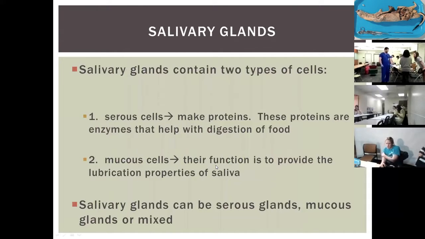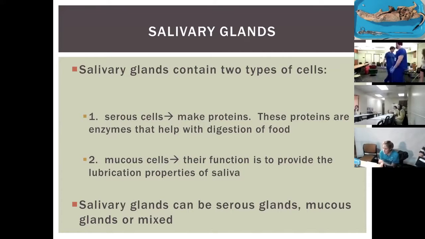So now we're going to move into the salivary glands. Salivary glands obviously create saliva, and they contain two different types of cells. They have serous cells. Those cells make proteins. These proteins are actually enzymes. Enzymes are proteins that speed up the process of whatever they're working on, in this case, digesting food. And then mucus cells are another type of cells within salivary glands, and their function is basically to make the lubrication property of saliva.